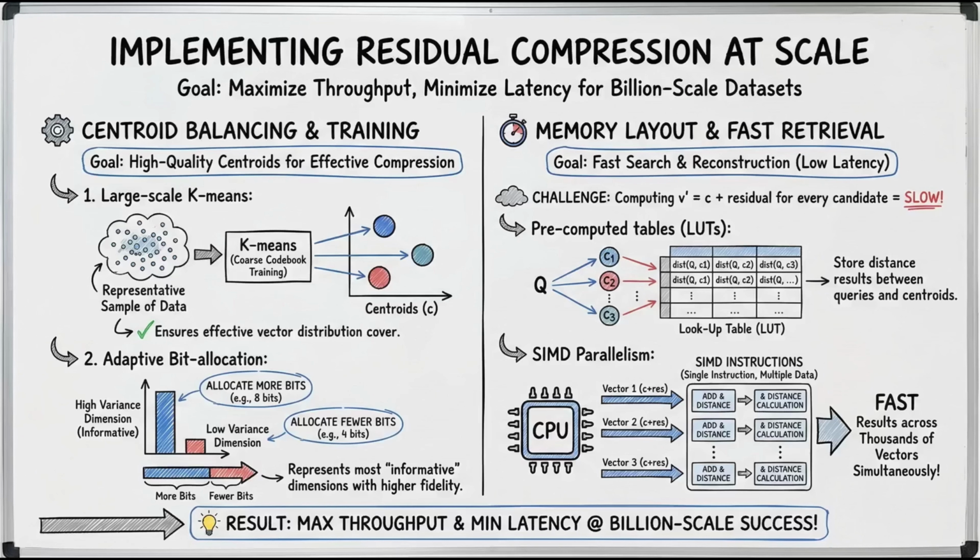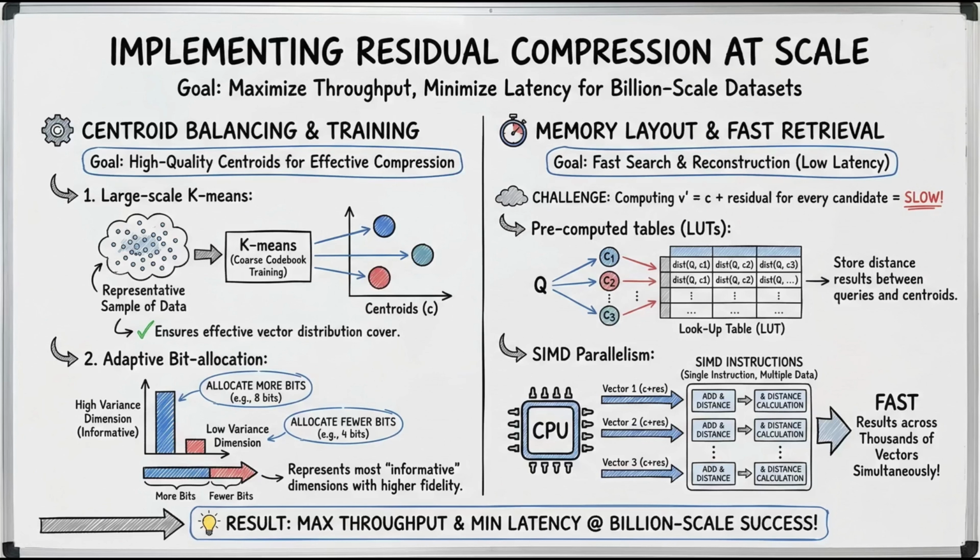When we scale residual compression to datasets containing billions of vectors, our engineering focus shifts. The goal is simple: maximize the number of queries processed per second while keeping the reconstruction of those vectors lightning fast. The effectiveness of this process starts with the quality of our centroids. In production, we approach this in two ways. First, we use large-scale k-means clustering on a representative sample of the data. This ensures our initial codebook is a perfect map of the underlying vector distribution.